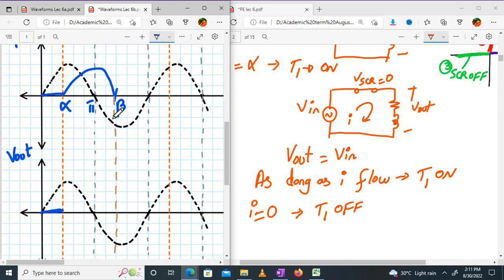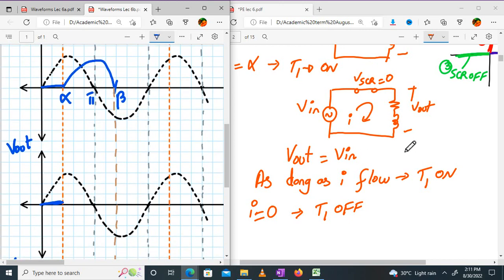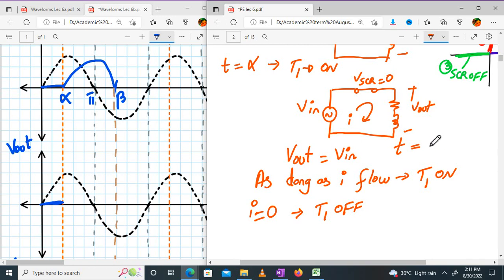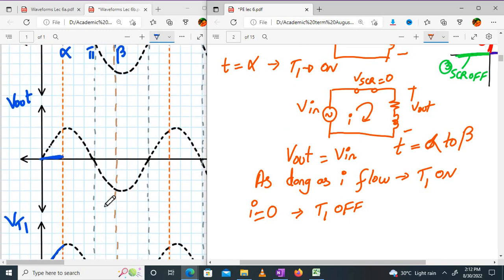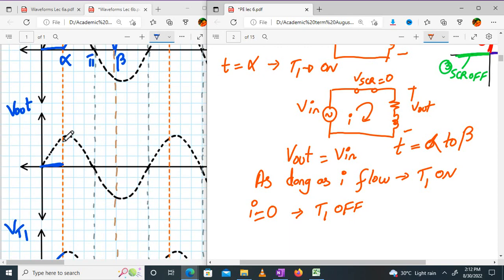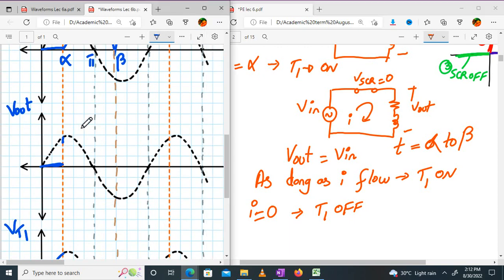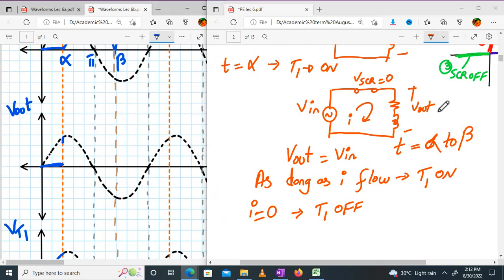Fine? Now, from alpha to beta, whenever t goes from alpha to beta, my current is flowing. That means at this time my SCR is on. SCR is on means what? What is my V out equal to? V in, right? So V out will be equal to V in. Everyone, please look over here. Whenever my SCR is on, my output will be equal to V in, whatever is the wave shape of V in, it will follow that. Look here how to draw it.